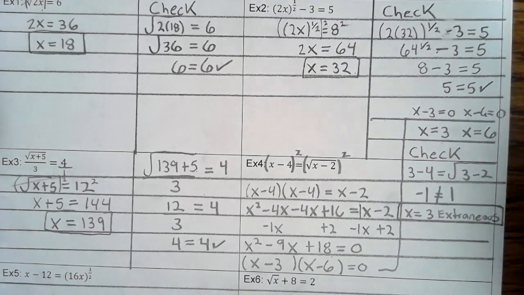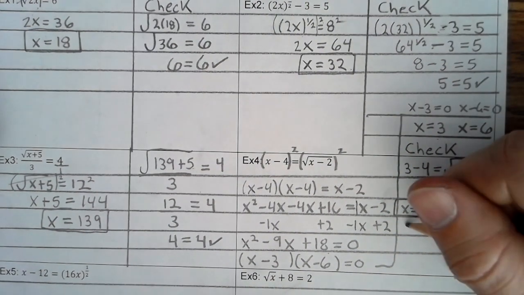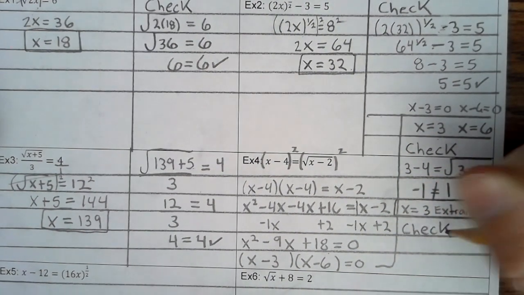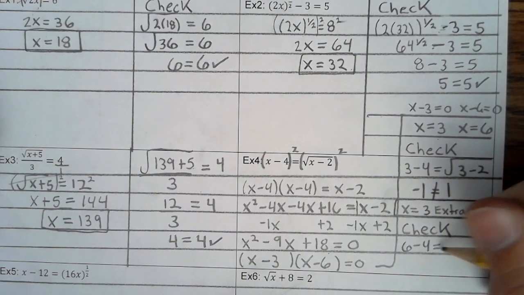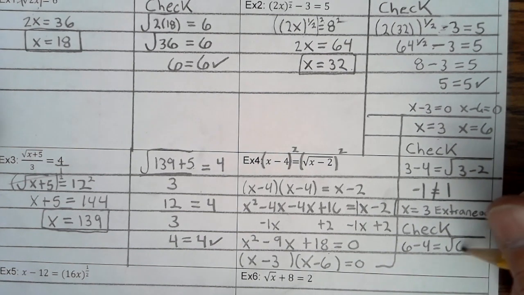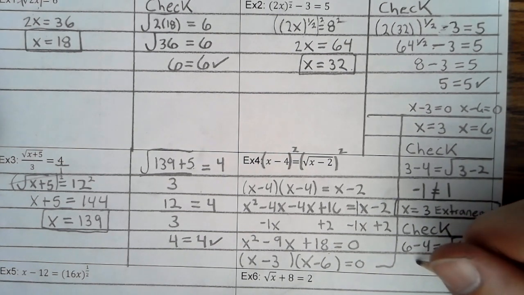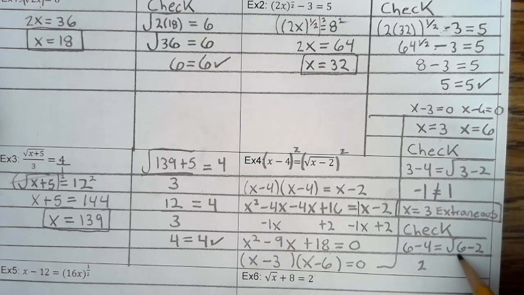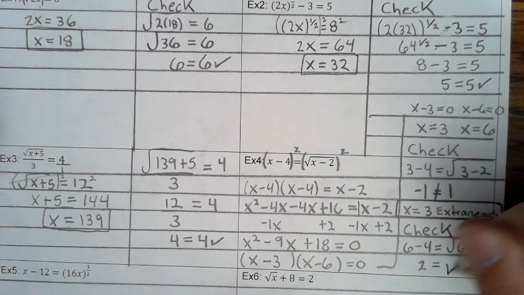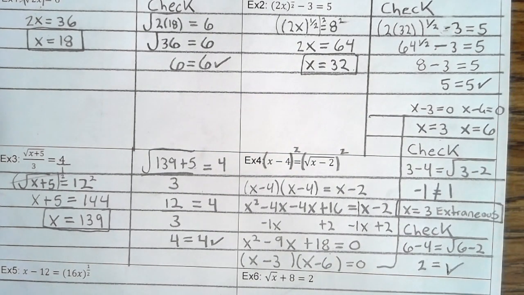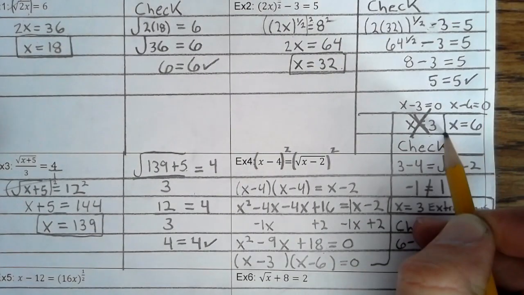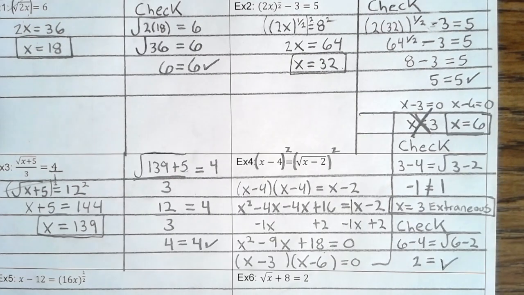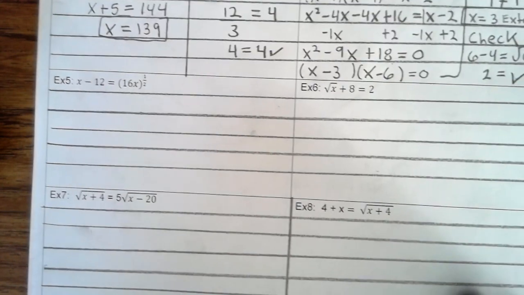Okay, now let's check 6. So 6 minus 4 equals the square root of 6 minus 2. Well, 6 minus 4 is 2. 6 minus 2 is 4. Square root of 4 is 2. This checks. So that's an extraneous solution, and this is a solution. Okay? All right, let's take a look at example 5.